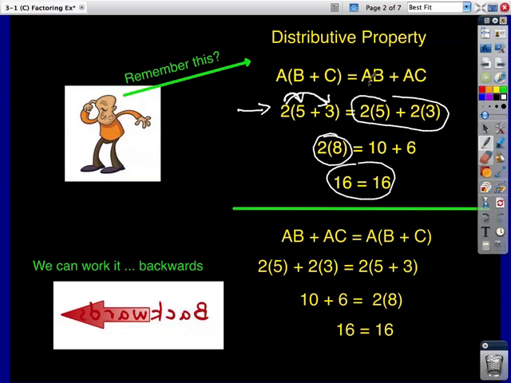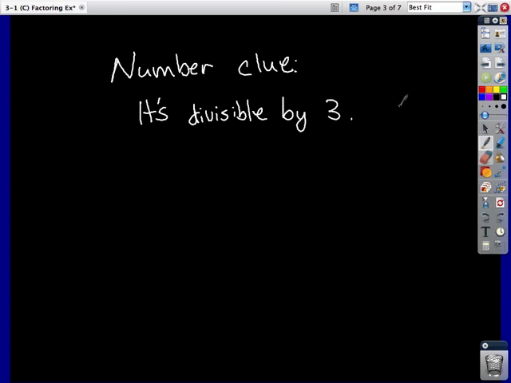Well, factoring is just using the distributive property backwards. So instead of starting out with this on the left, we start out with this on the left, and we pull an A out. We look and say, hey, there is a 2 being multiplied by both a 5 and a 3. Let's pull it out. And again, it works. You get 16 equals 16. This is difficult to understand until we do some examples, so let's just do some examples really quick. Oh, and by the way, your number clue is it's divisible by 3.